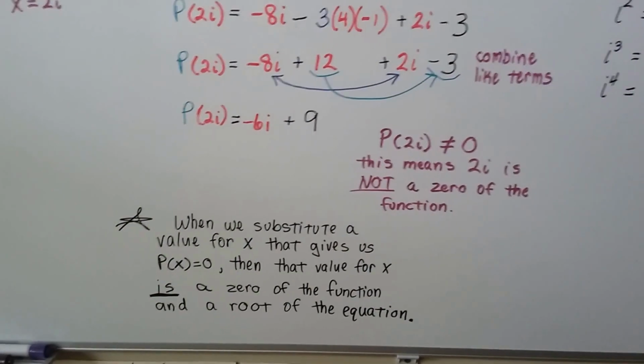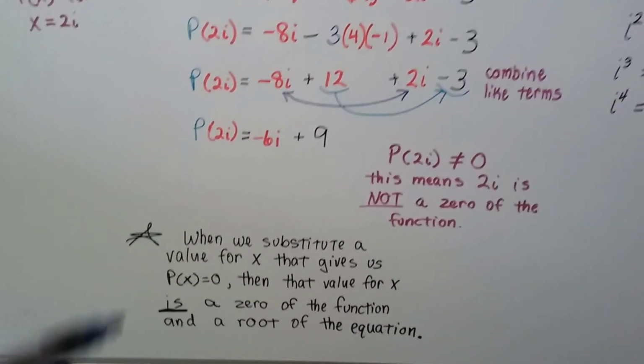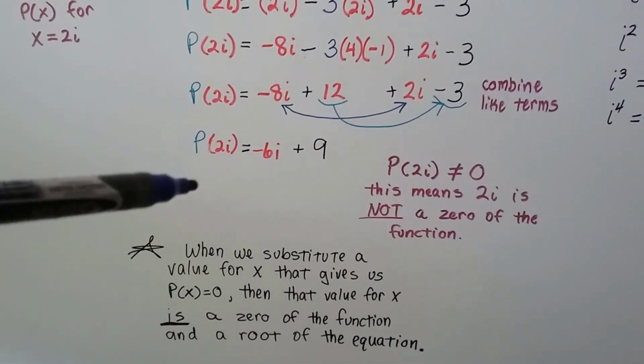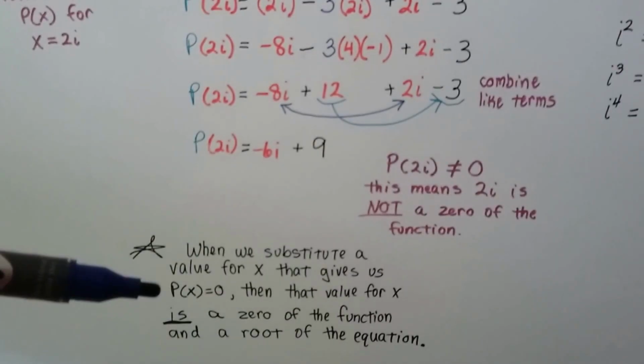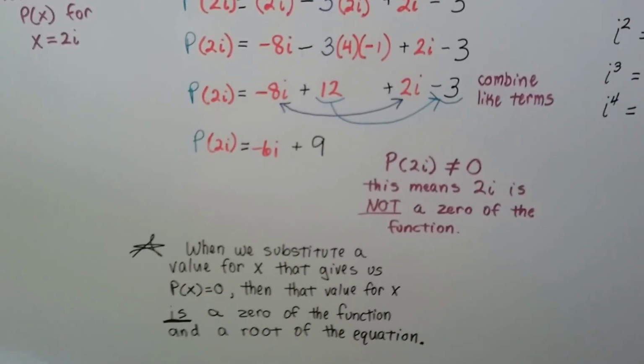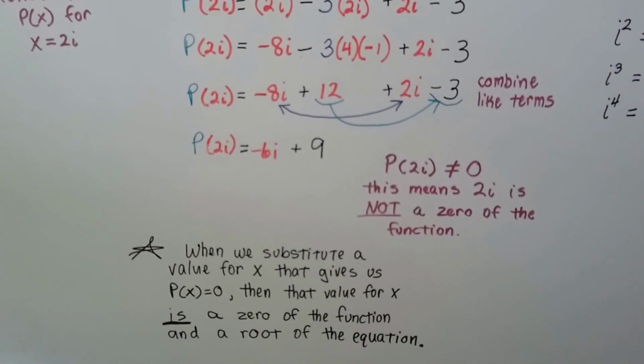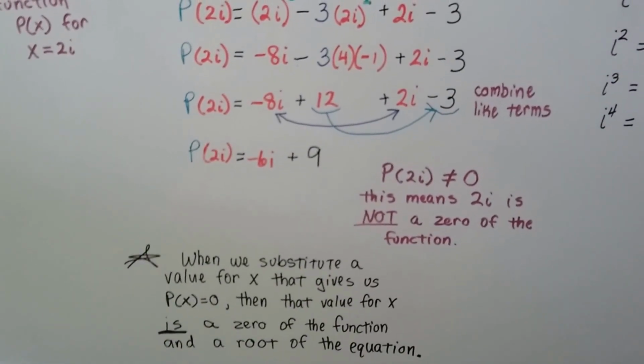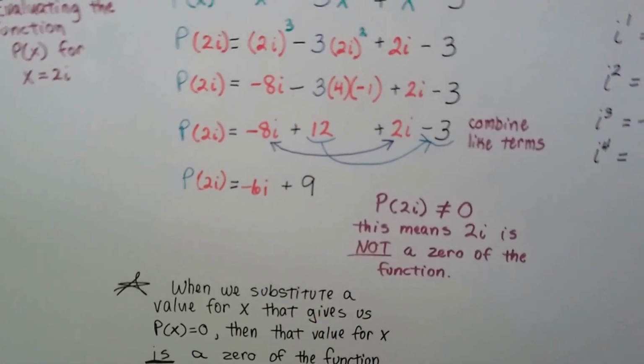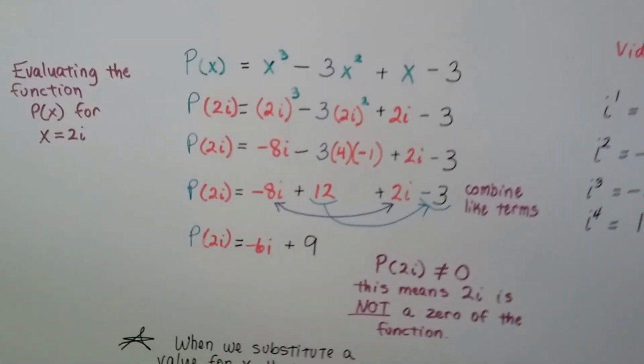So remember, when we substitute a value for x that gives us p of x equals 0, then that value for x is a 0 of the function and a root of the equation. We want it to equal 0, all right? We want that to be true. So I hope this was helpful.